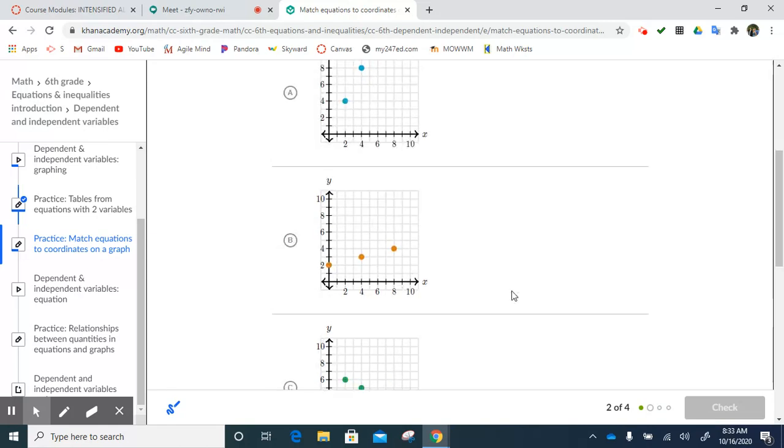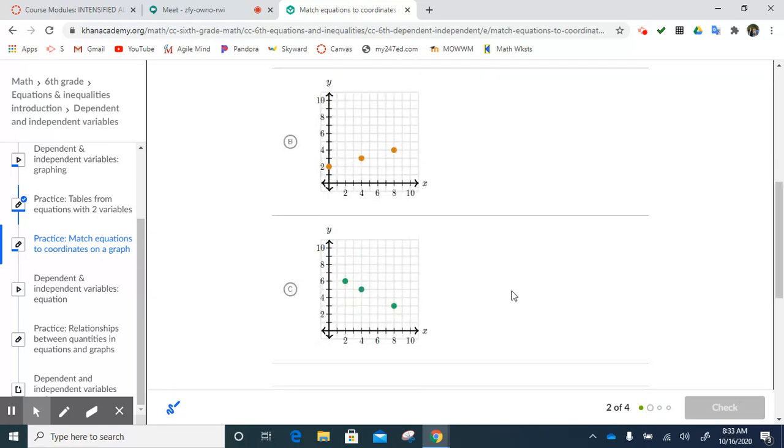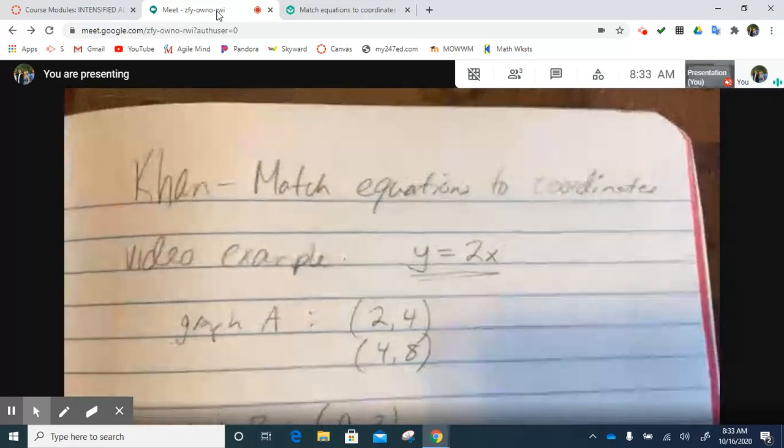For graph B, so on your paper, write graph B. And we need 2 points. Okay, this first point here, remember you're going to take your x coordinate first. So x is at 0 and y is at 2. So we're going to have the point 0, 2. And then x coordinate 4 and y is 3. 4 and 3. Okay, so this is what I have on my paper so far.